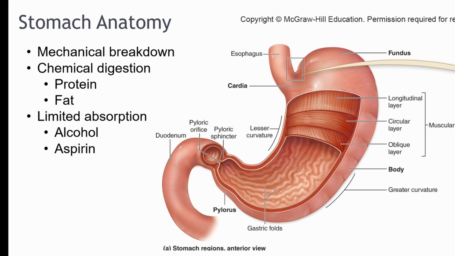There are three layers of muscle again. You have the oblique layer, the innermost layer, you have the circular layer, and you have the longitudinal layer. The stomach has the esophageal end, the top part, which is also called the fundus. And then there is the small intestinal end, which is the pylorus, at the bottom. And then you have the curvatures. The greater curvature is at the bottom.